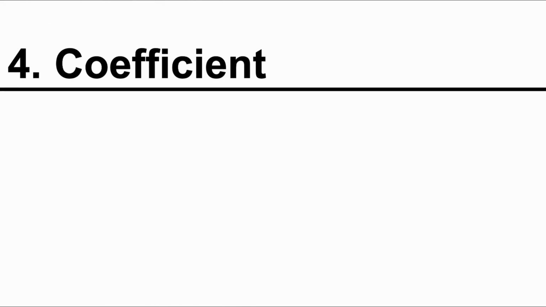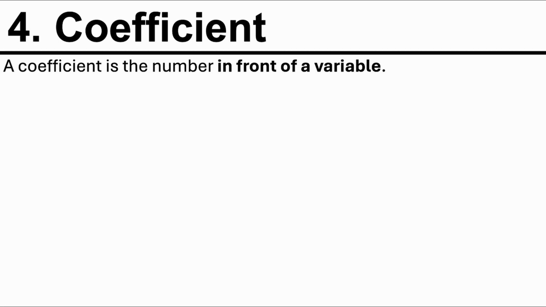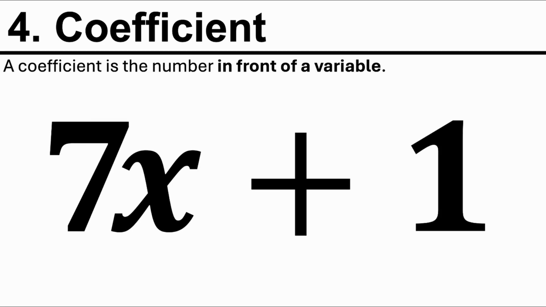The next term is coefficient. Now a coefficient is the number in front of a variable, so consider the expression 7x plus 1. Well, 7 in front of the x is the coefficient, and it tells us how many x's there are.